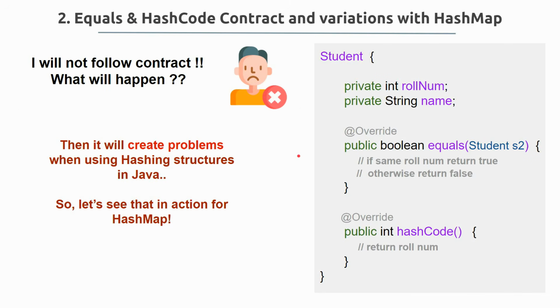Now you might be thinking, I don't care, I don't want to follow the hashcode and equals contract, just tell me what will happen. To answer your query, if you don't follow the contract, then it will create problems when using hashing structures, and we will see that in action.